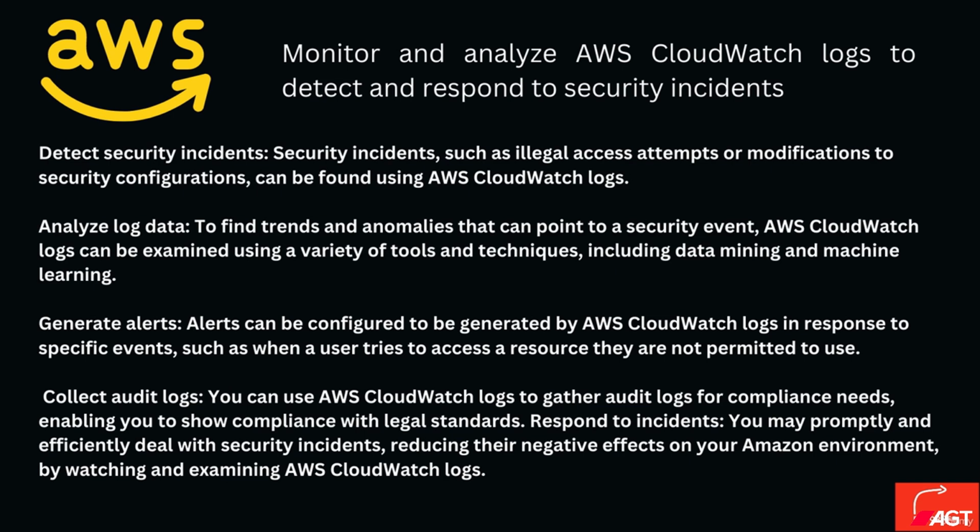Detect security incidents. Security incidents, such as illegal access attempts or modifications to security configurations, can be found using AWS CloudWatch logs. Analyze log data. To find trends and anomalies that can point to a security event, AWS CloudWatch logs can be examined using a variety of tools and techniques, including data mining and machine learning. Generate alerts. Alerts can be configured to be generated by AWS CloudWatch logs in response to specific events, such as when a user tries to access a resource they are not permitted to use.